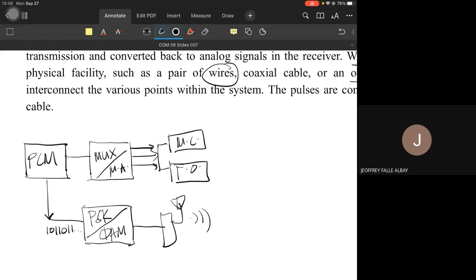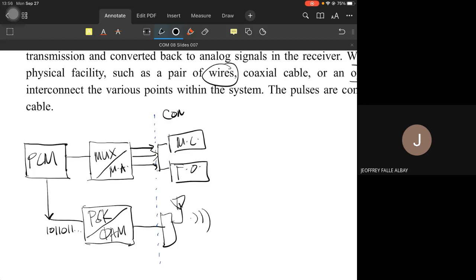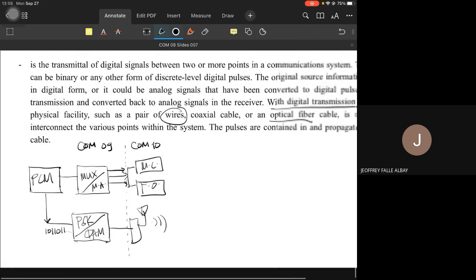So today is this chapter first. Next is this one, which connects to what we have learned. And this one right here is the domain of COM10: transmission media, wired or wireless, then antenna systems. So that is COM10, and this is COM9. At least this puts things into perspective.